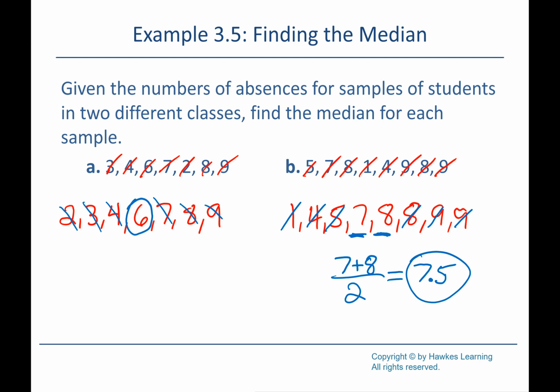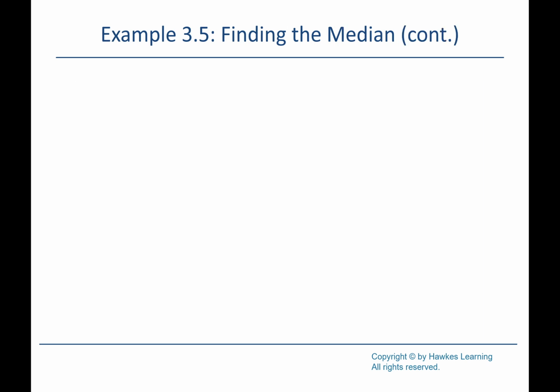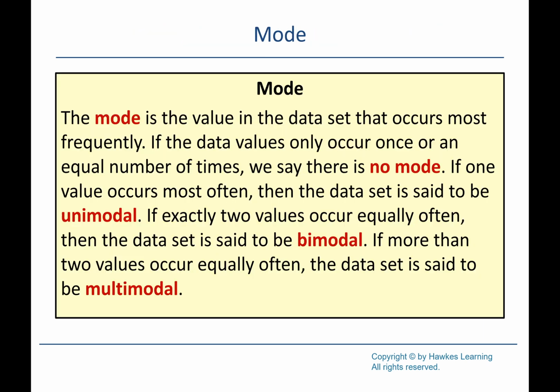Our last measure of center is called the mode. Our definition says it's the value in the data set that occurs the most frequently. You may have heard that before. Then this tells us if the data values only occur once or an equal number of times, we say there is no mode. Then you can have more than one mode.